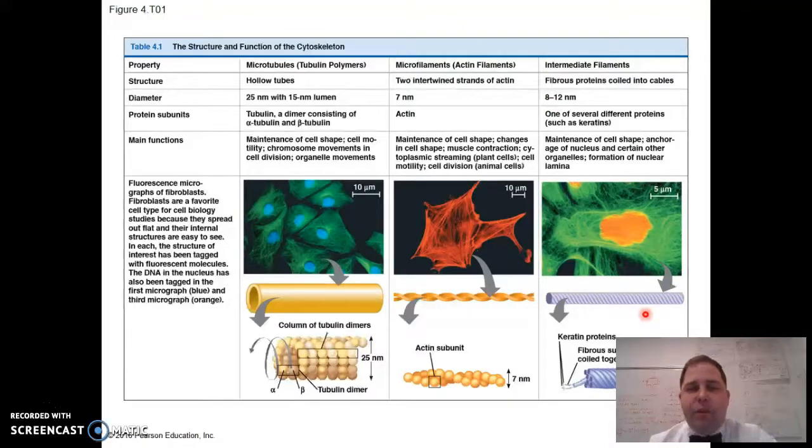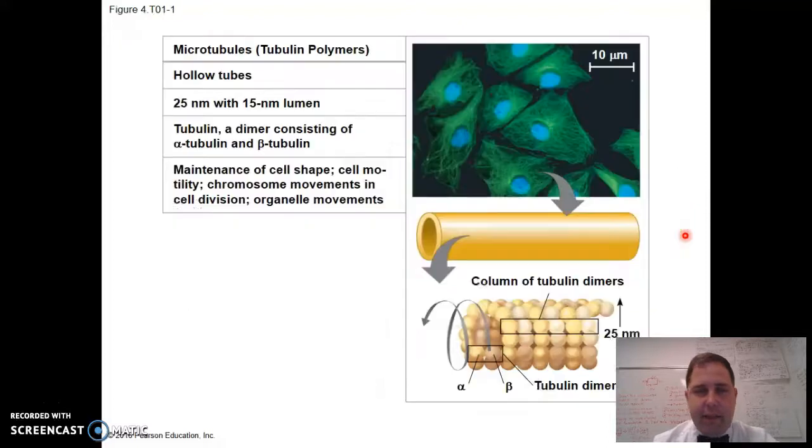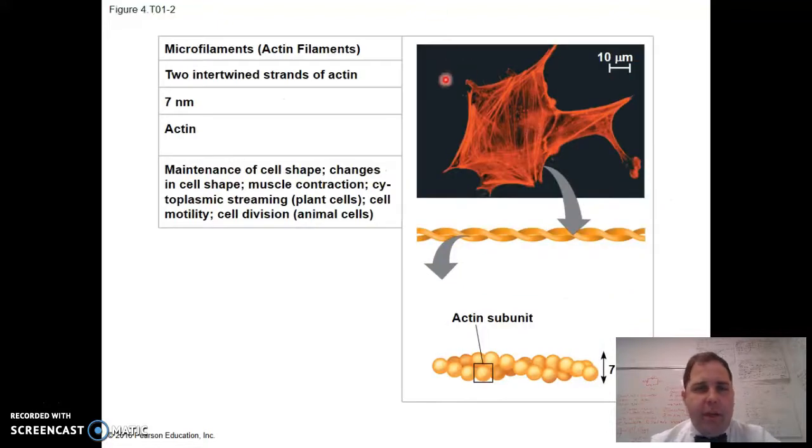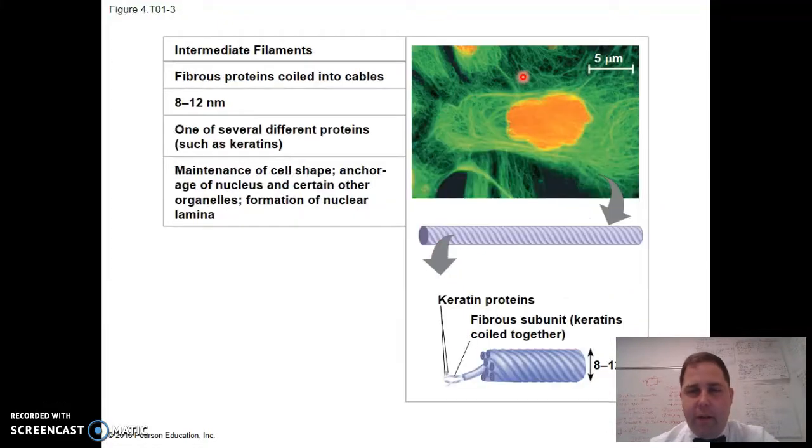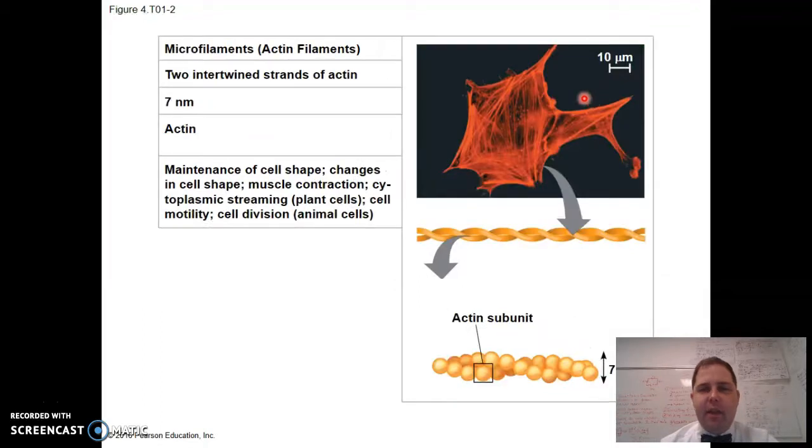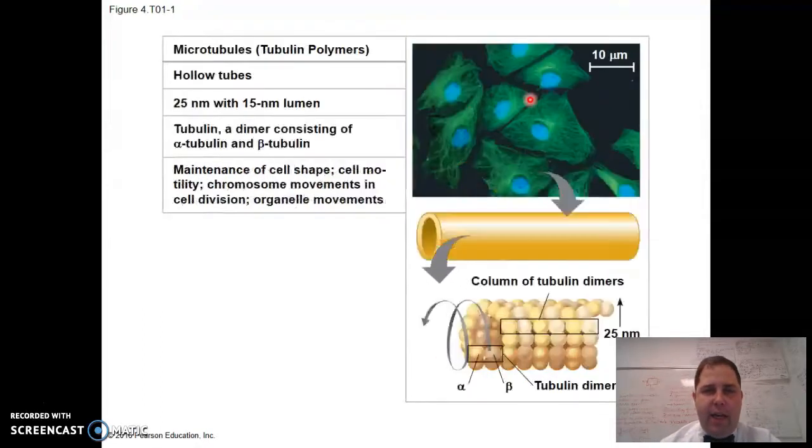All of them have sort of similar functions. They maintain cell shape, they help with cell motility, and they move things around inside of the cell. And there's your microtubules again, microtubules here in green. Here are your microfilaments in red, and your intermediate filaments in this picture are in green. You see the intermediate filaments are kind of all over the place. Actin tends to be closer to the edges, and microtubules tend to radiate out from one location inside of the cell.